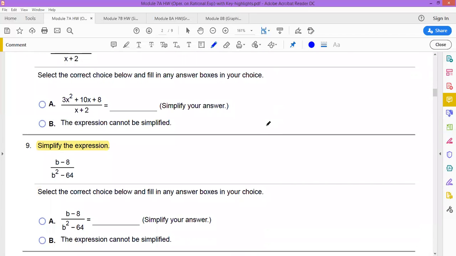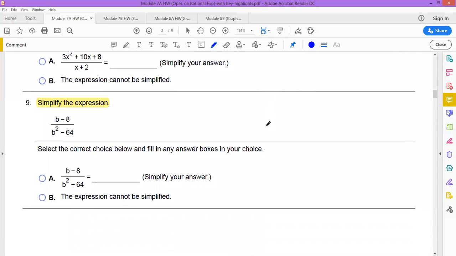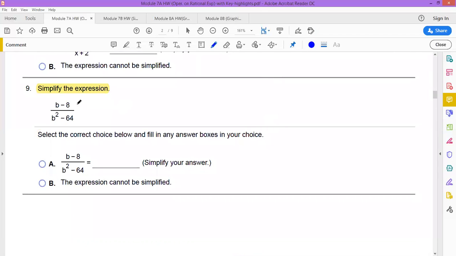Now let's look at number 9. Now number 9, you have b minus 8 in the numerator and b squared minus 64 in the denominator. So b minus 8, we'll leave b minus 8 as it is. Can't factor anything from b minus 8 other than 1. So we'll leave it as b minus 8. In the denominator, we have b squared minus 64. That's a difference of perfect square terms.